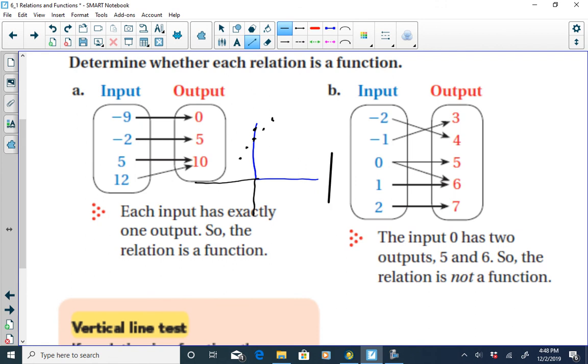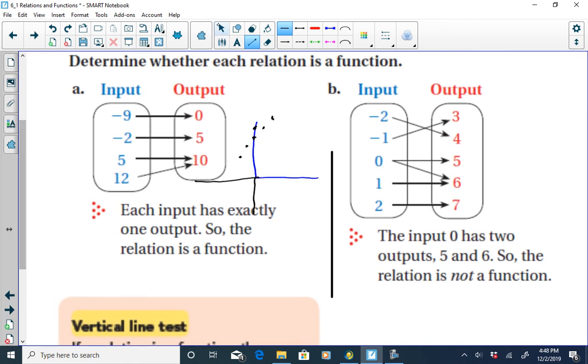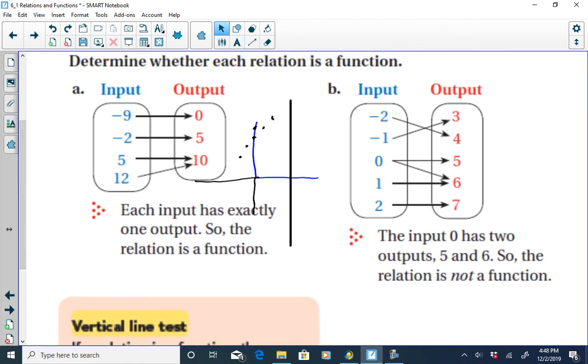We have something called the vertical line test. If we're looking at a function graphically, the vertical line test says if a relation is a function, then any vertical line drawn through a graph of the relation will always intersect the graph at exactly one point. Well, if I look at my vertical line test here, I notice that right here I have 1 point on the vertical line, here I have 1 point on the vertical line, but if I look here, I have 2 points on the vertical line, at 5 and 6 on the y-axis.